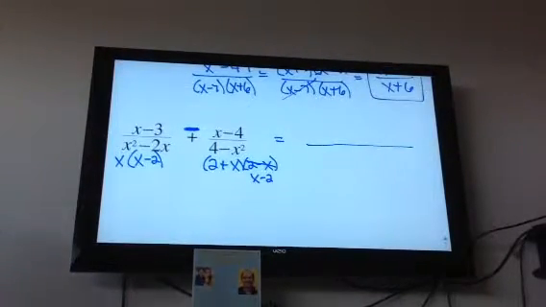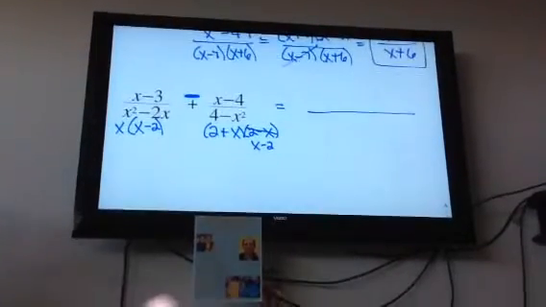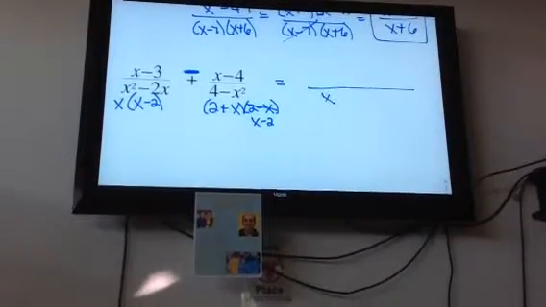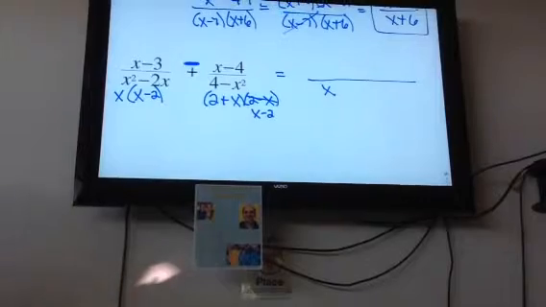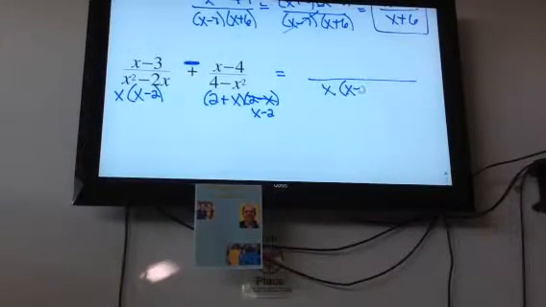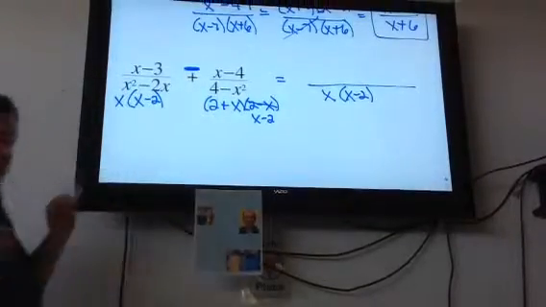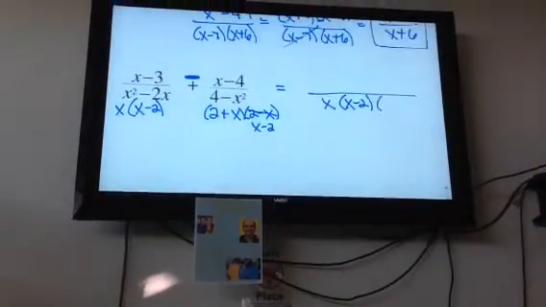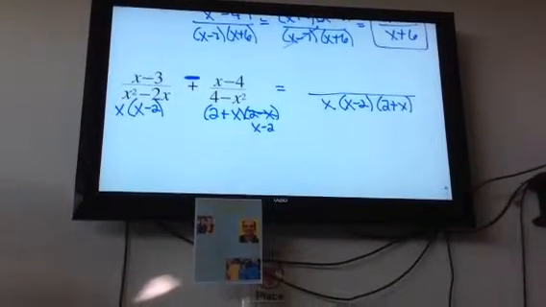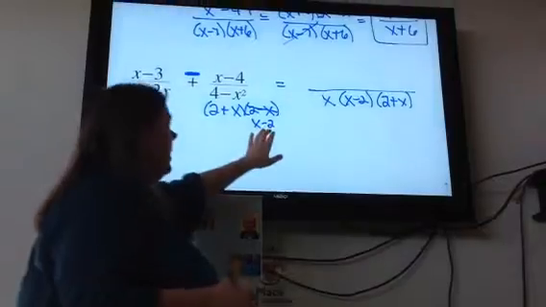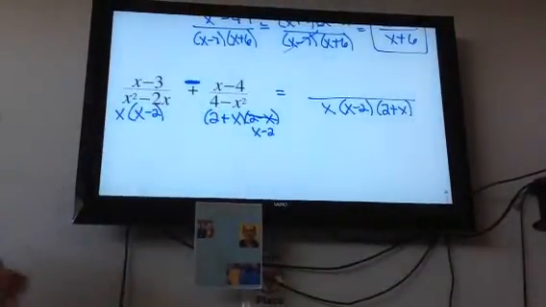Okay, so let's form our LCD. Start with the left. I need an x, plain x. So I put it down. I need an x minus 2. So I put that down. I need 2 plus x. So I'm going to write that down. And if you like it to say x plus 2 better, you can go ahead, it doesn't matter. I would myself. And then I need x minus 2, which I already have, so I'm not going to write it again.